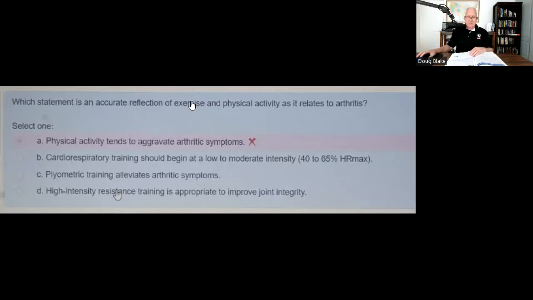That's basically your answer. Now, again, your goal with this is to understand that you're going to see a fair amount of questions like this.